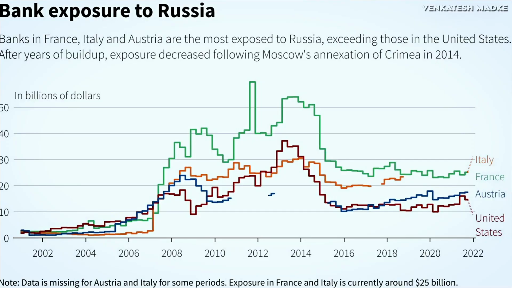Let's not forget about the financial sector. Western banks with exposure to Russia have faced losses. Some have had to write off billions in assets. This can lead to tighter lending practices, potentially slowing economic growth.